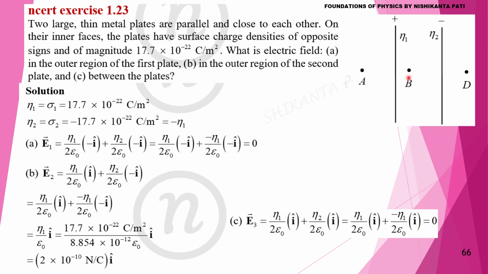The electric field here due to this sheet is eta 1 by 2 epsilon 0 i cap, and due to this sheet is eta 2 by 2 epsilon 0 minus i cap. So the total electric field here is this much. It is equal to eta 1 by epsilon 0 i cap. Then putting the value, we got this much. Electric field 0, electric field 0. Here the electric field is this much, directed this way.